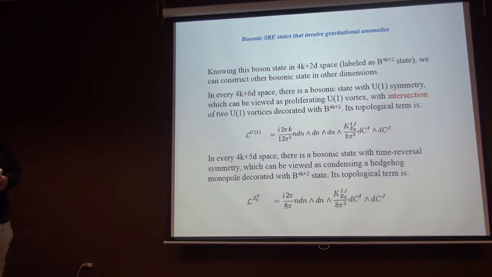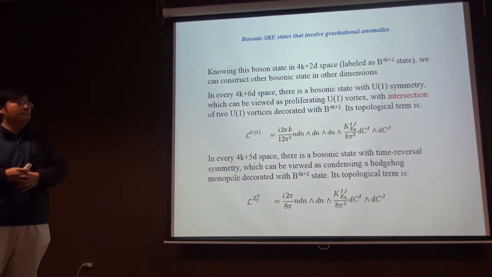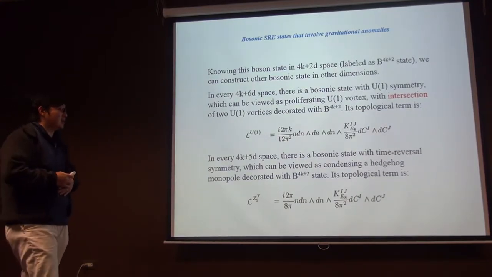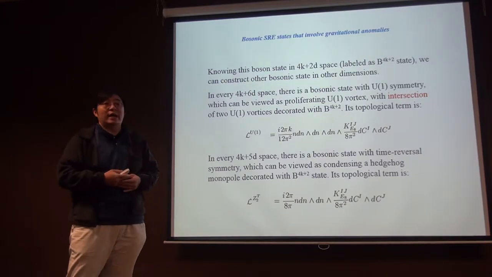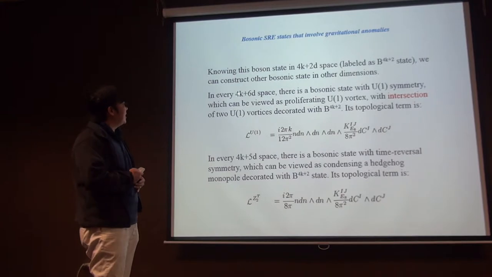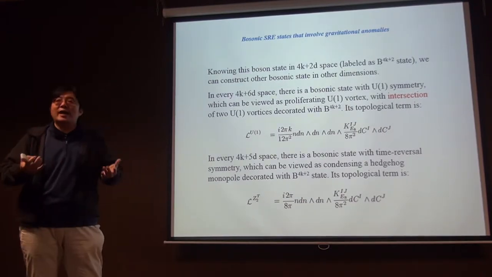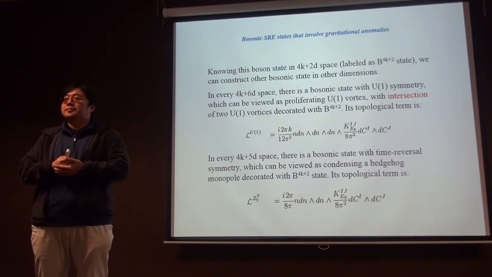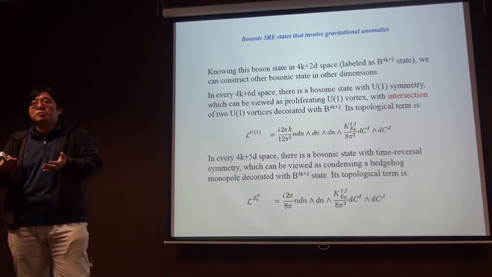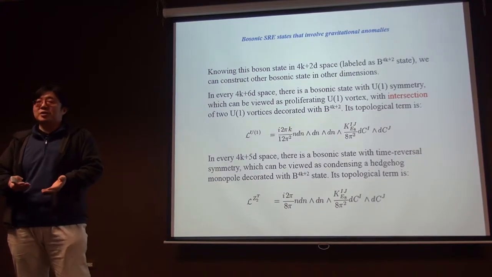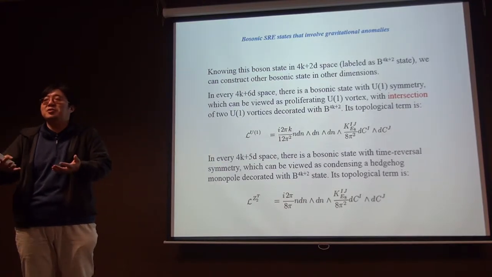Then in every 4k plus 6 dimension, there's also a bosonic state with the U1 symmetry. This state can also be viewed as starting from a superfluid phase, and then I proliferate the U1 vortex. But now, if I take k equals 0, then the U1 vortex will be a 4-dimensional object. A 4-dimensional object does not seem to be able to be decorated with a 2-dimensional EA state, because 4 dimensions cannot host a 2-dimensional EA state.